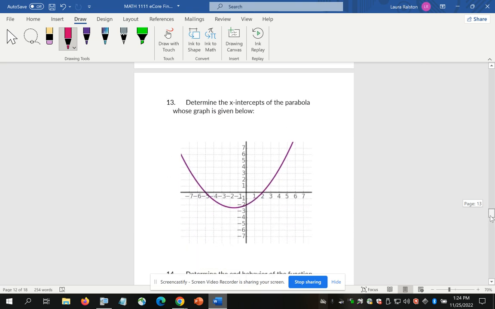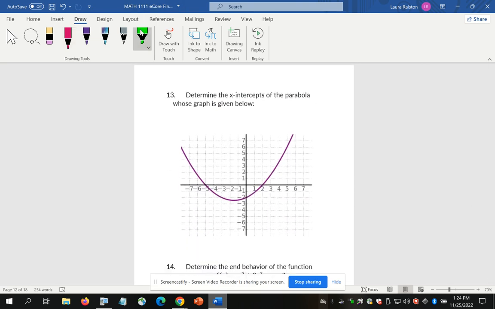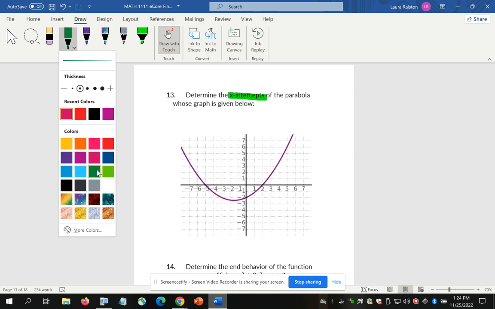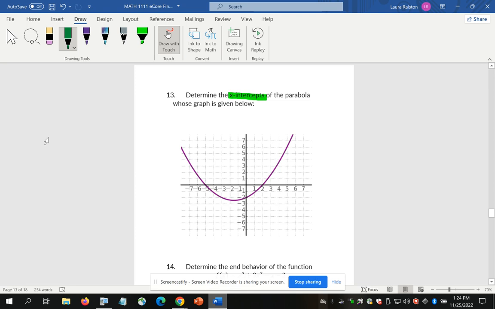Okay, 13, again, is a graph. It gives you the parabola, and you want the x-intercepts. The x-intercepts are where the graph crosses the x-axis. It intercepts the x-axis. And there are 2 points. You have one on the left, which is at the ordered pair negative 5, 0. And you have one on the right, which is at 2, 0.